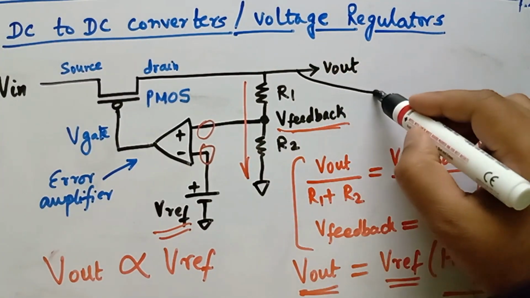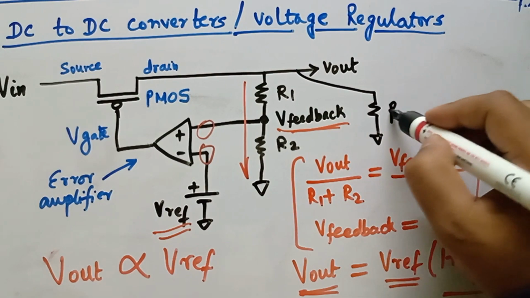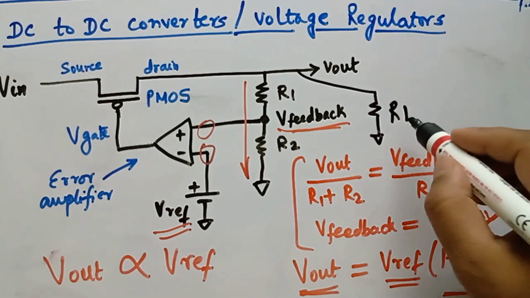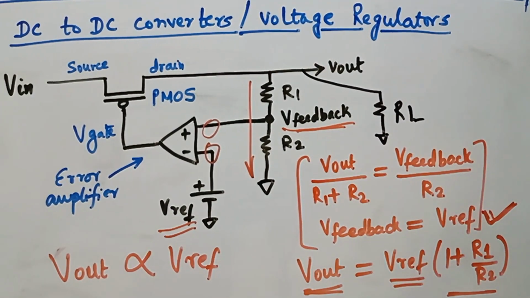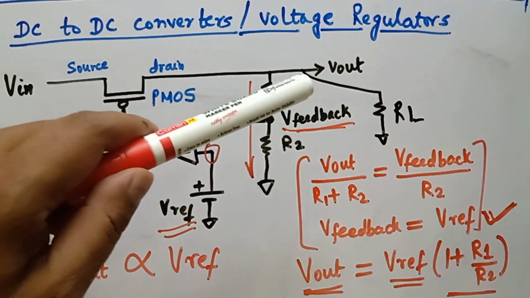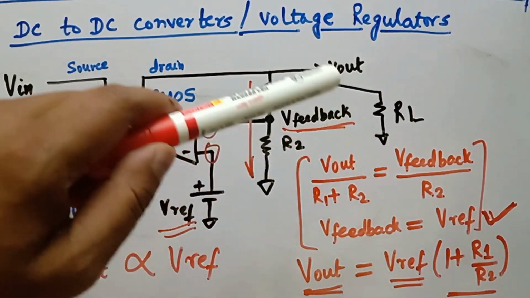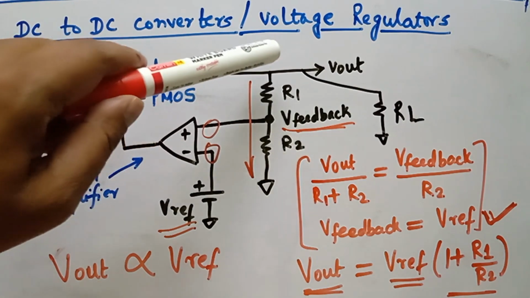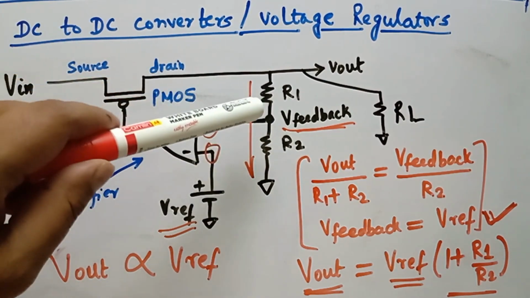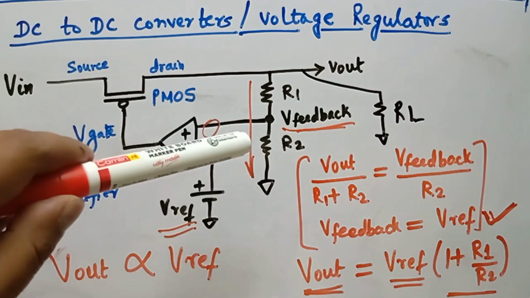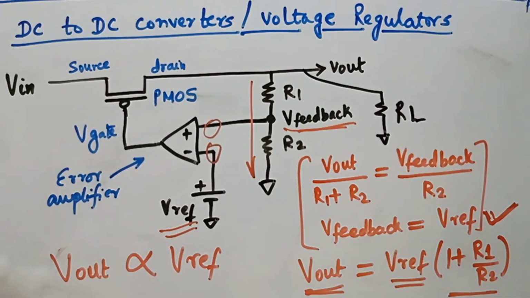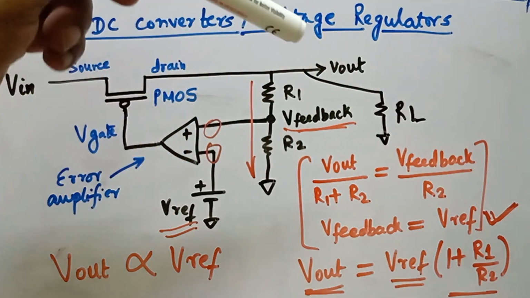Assuming we have one load resistance here, which is RL. So if there's an increase in the current through RL, the voltage V out might drop. So if V out drops, the V feedback will tend to drop because it is tapped out of V out. And if V feedback drops, the V gate output will be negative, which in turn will make this switch on for a longer duration of time, and V in will conduct even further, increasing the voltage V out.